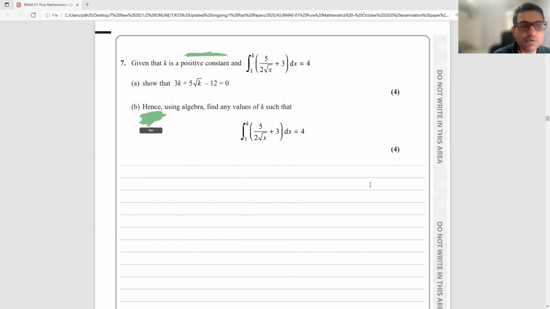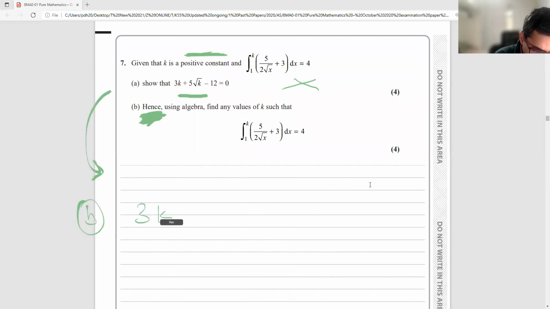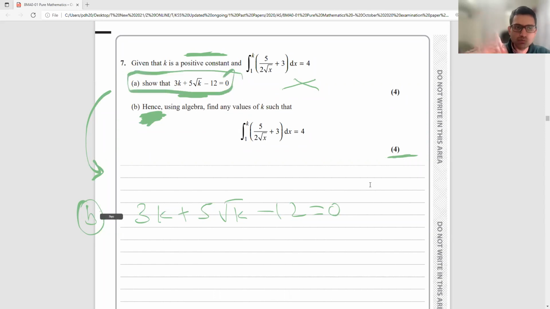So what we are doing here, once we're done, now they're saying hence. Hence is a very, very important word, guys, which you will get in the exam. If for some reason I am sitting the exam and I don't know how to do part A, you can still use part B to find the answer. Part B is 3k plus 5 root k minus 12 equals 0. You use this part and find the answer. This is for 4 marks. So you need to figure out the value for this one. You use the whole of this part in B without even doing part A, or if you did not get the final answer for A, you can still do this one. Once you have done this, you can find the value of k.